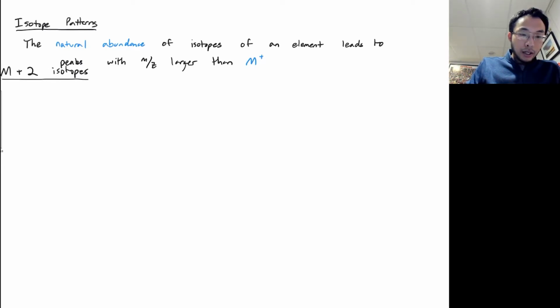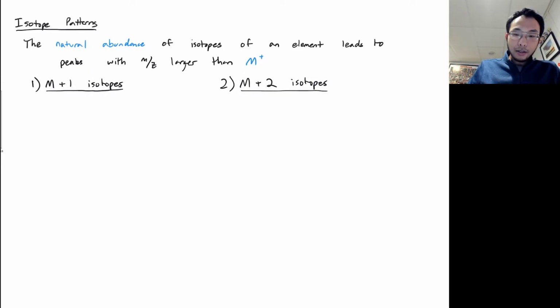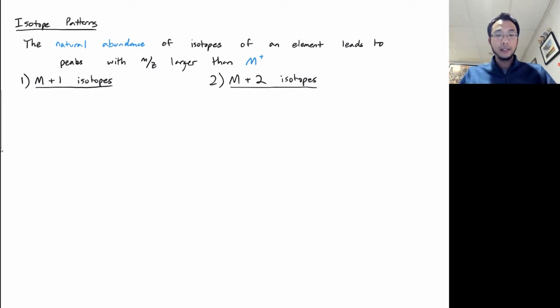So there are two useful types of isotope patterns that we're going to see. Some isotopes are considered the M+1, so one mass unit heavier than the more common isotope. And some isotopes are considered the M+2 isotope, or 2 mass units heavier than the more abundant isotope. So we'll start off looking at the M+1 isotopes.